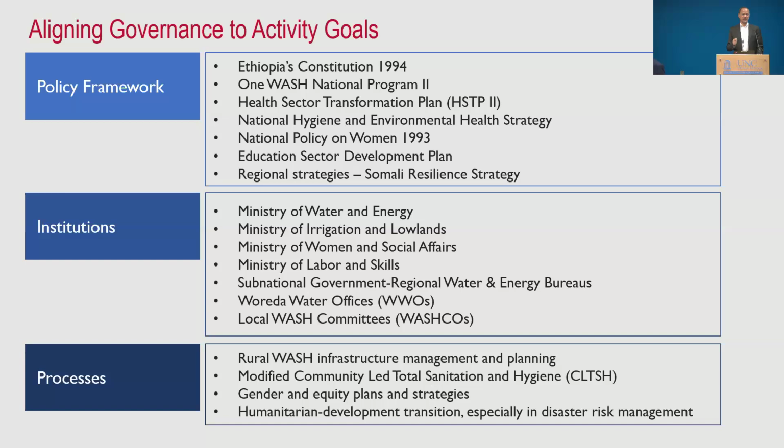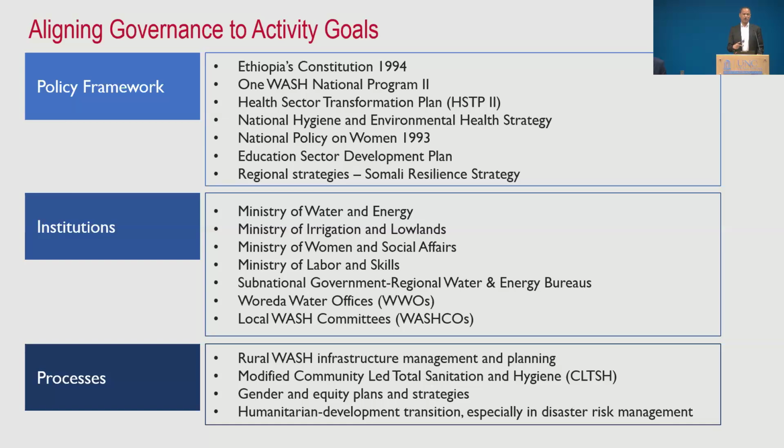And the second one is Article 90, which says if the resource allows or permits, every Ethiopian will have access to public health services, food, clean water, and social security. So based on this, the other sectors like health, water, education, and women and social affairs have designed their own policy and strategic framework, which is actually supporting WASH governance, WASH implementation in the country.